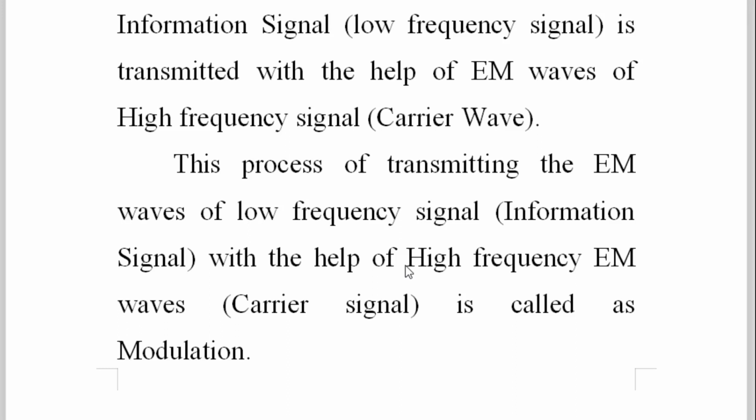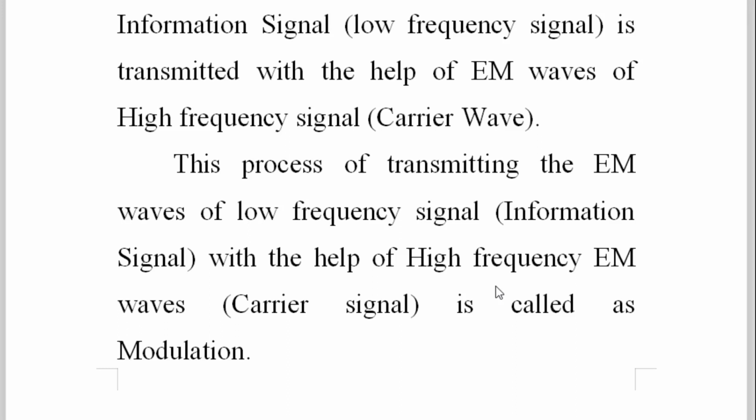Now we'll take one example. Suppose we transmit the low frequency signal, that is our information signal, with the help of a very high frequency signal, say around 300 megahertz. Megahertz is a high frequency. For that 300 megahertz high frequency signal, we will calculate the size of antenna required, that is lambda. And one more advantage in modulation is here.